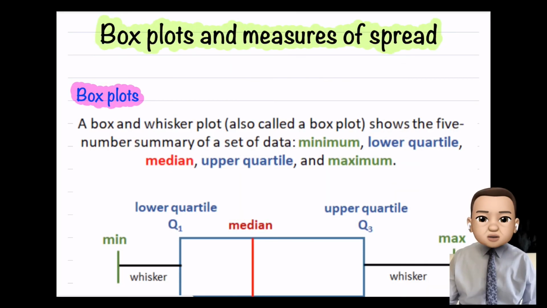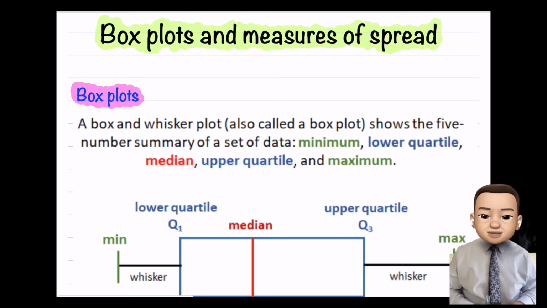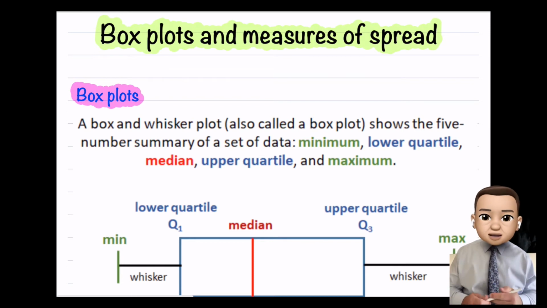Welcome to lesson 49, box plots and measures of spread. There's a lot to get through on this lesson. I'm going to go through the content and then I'm going to keep the examples separate because there is a lot to unpack here. And the first thing we're going to do is talk about what box plots are, and then later on we're going to come back to how we're going to draw them.